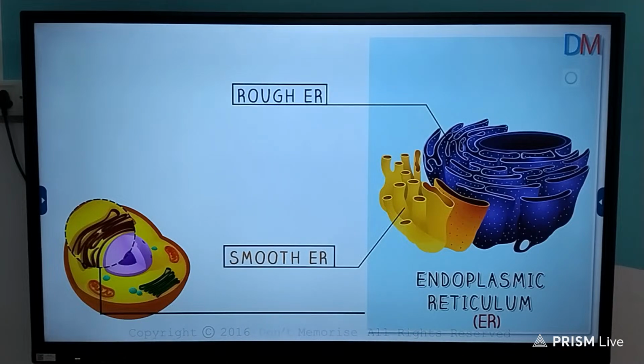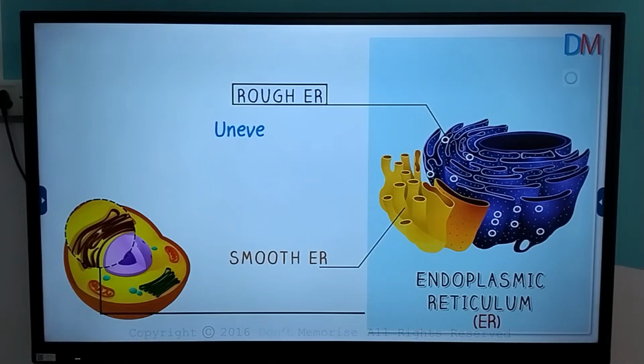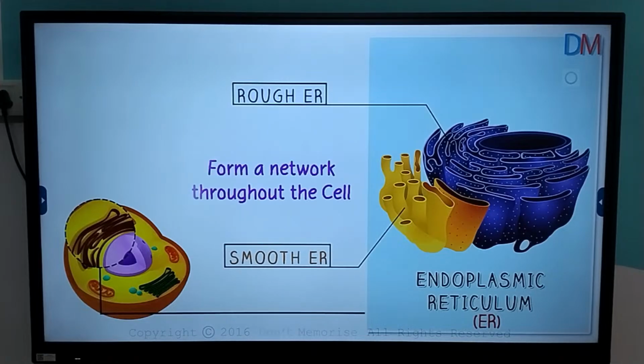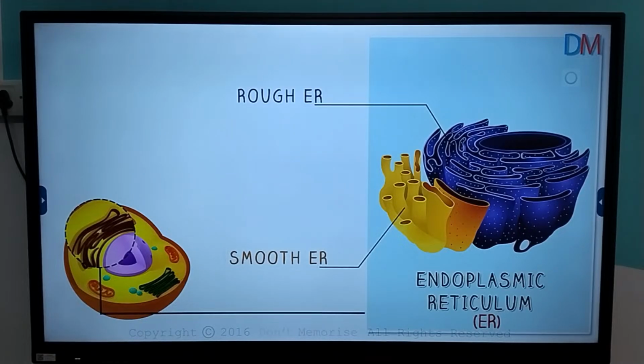Why are they called so? Rough endoplasmic reticulum because the ribosomes attached make the surface of the tubes uneven, and smooth because the surface is even. Nevertheless, both these tubes form a network throughout the cell. What does this network form? These look like slides which will assist movement throughout the cytoplasm. That's exactly why they are placed in such a manner.